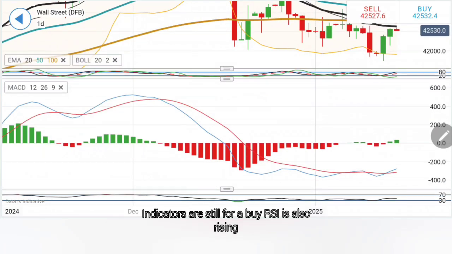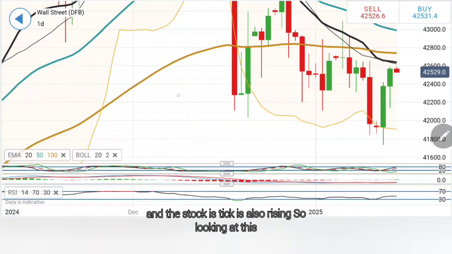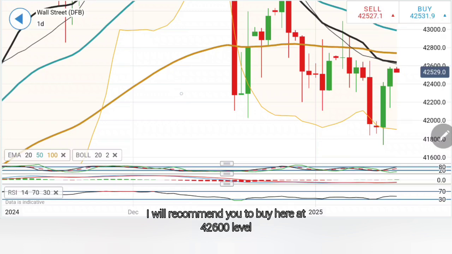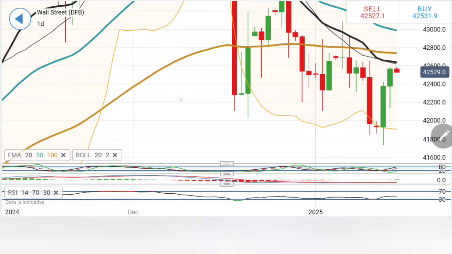Indicators are still for a buy. RSI is also rising and stochastic is also rising. So looking at this, I will recommend you to buy here at the 42,600 level. Expect a move towards 42,650 and then towards 42,800, 42,900, 920 and then 43,000 levels are possible. Beyond 43,000, the sky is the limit towards 43,200. On the downside, a selling entry at 42,500. We know that till 42,300 you have to be below 42,300. It is going to deliver a massive correction towards 42,200 and 42,000 levels. Take your positions, take your trades accordingly.